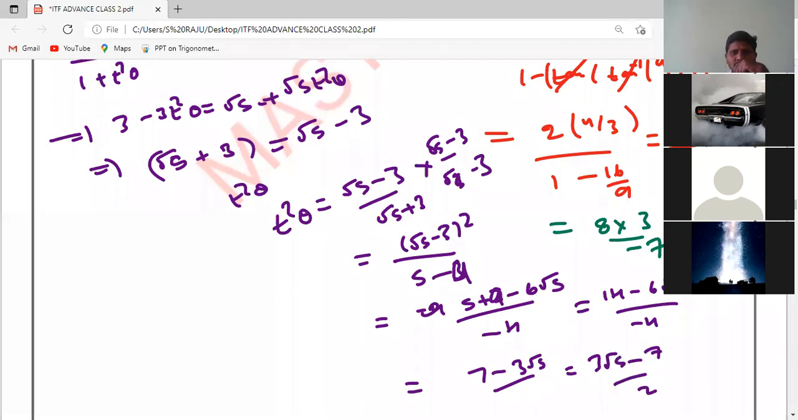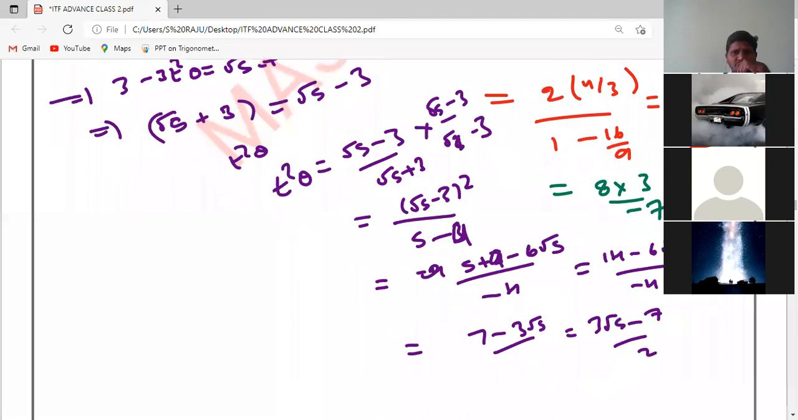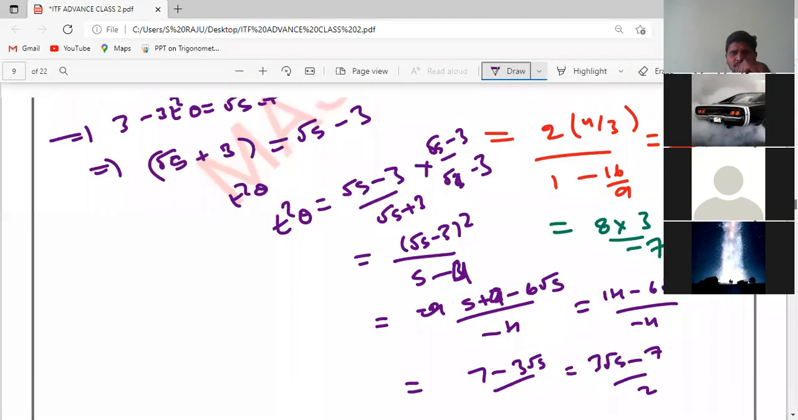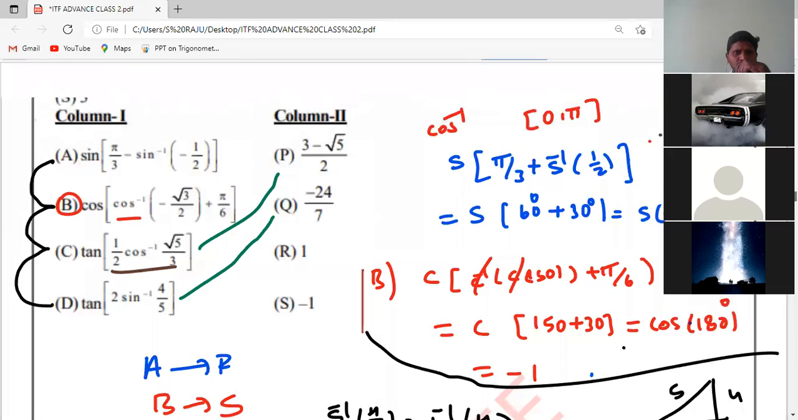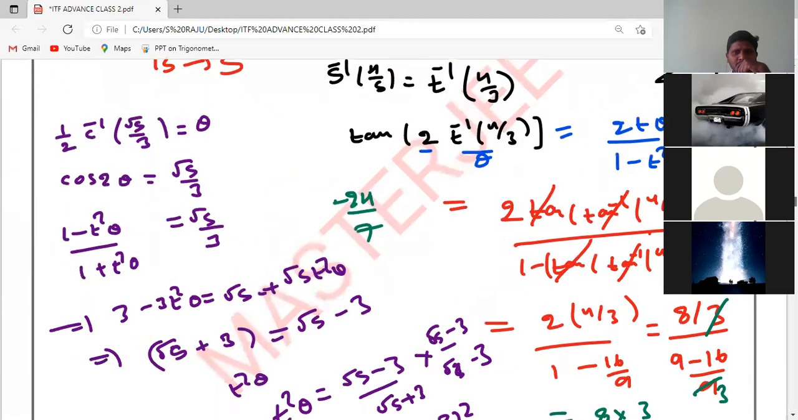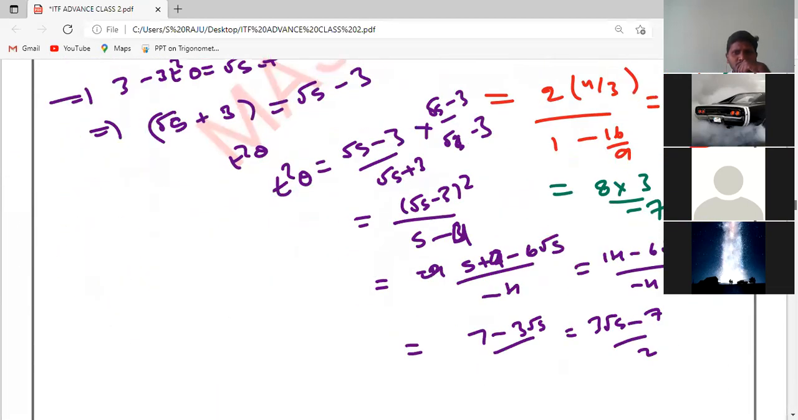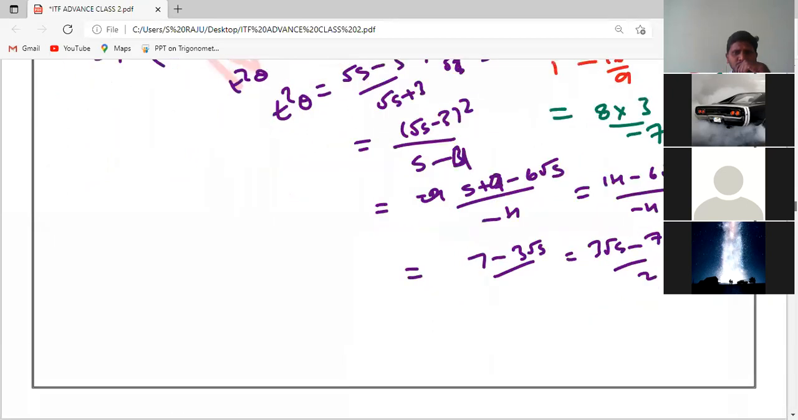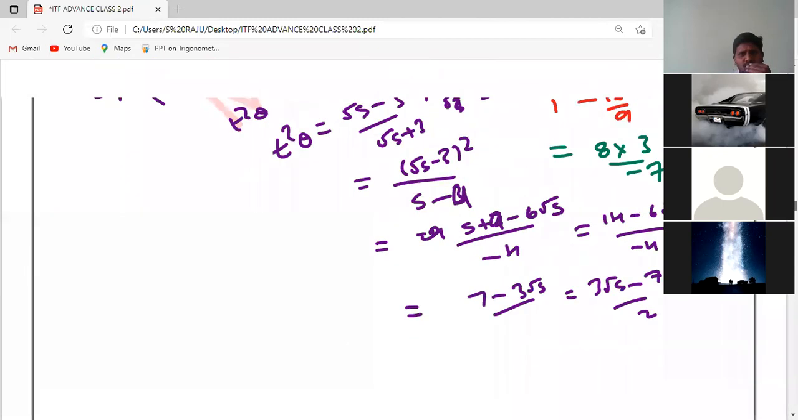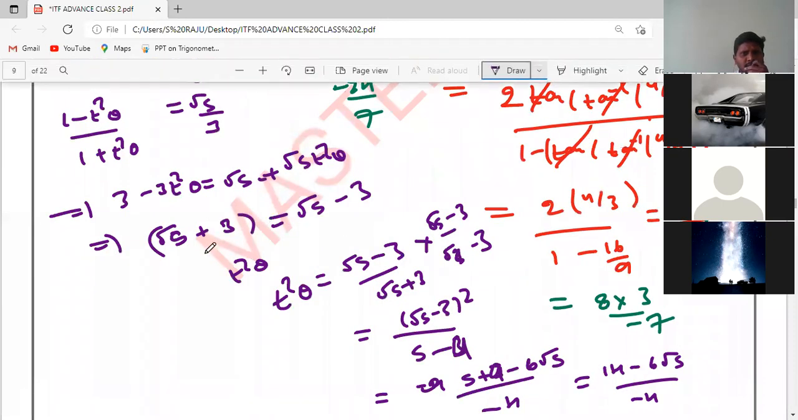Yes, sir. But what is the option they have given? 3 minus root 5 by 2. I think we may have made a mistake somewhere. Yes, simplification you can do very carefully, and we'll get the answer.